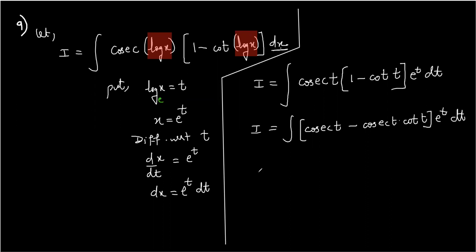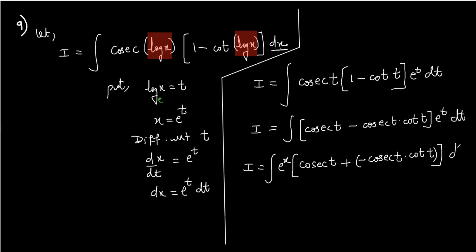I write e raised to t in the beginning. So e raised to t, and then see how I manipulate the terms in the bracket. It is cosec t, plus negative cosec t cot t, dt. So what will happen, students? Now what happens here is this is my f of t, and see d by dt of cosec t is minus cosec t cot t. This is my f dash t.